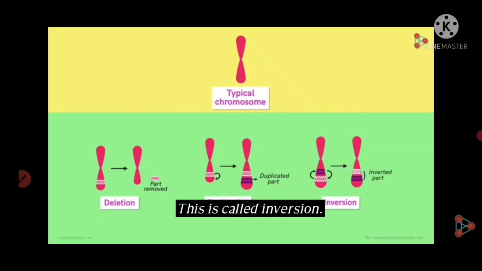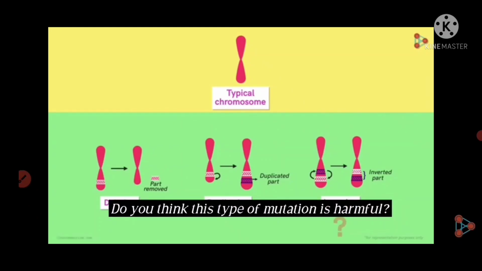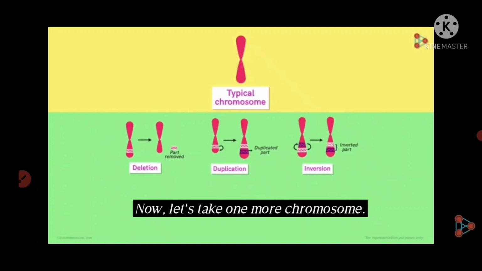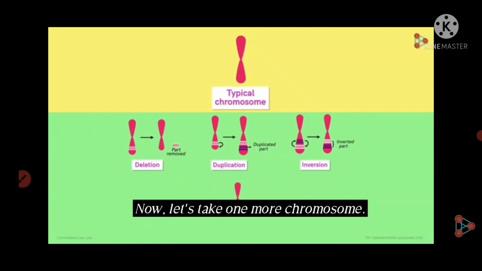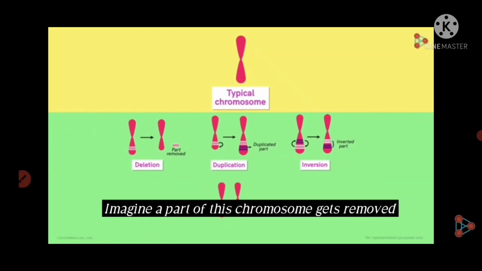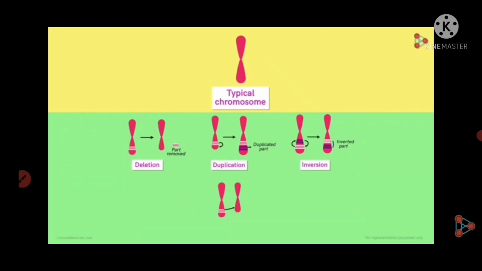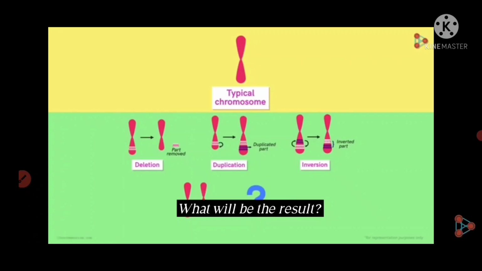This is called inversion. Do you think this type of mutation is harmful? It may or may not be harmful depending on which genes get flipped. Now let's take one more chromosome. Imagine a part of this chromosome gets removed and gets inserted in this chromosome. What will be the result?